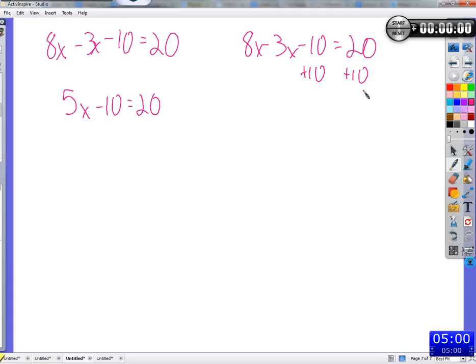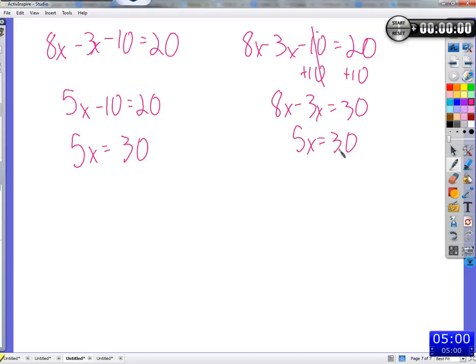And on this side, 8x minus 3x minus 10x plus 10, we can combine the negative 10 and the positive 10 to 0. And here we get 8x minus 3x equals 30. Here we get 5x minus 10 equals 20. In this one, what would we do next? Plus 10, just like we did for the first step on the other example. 5x equals 30. What would we do next here? Divide by 5. X is 6 either way.